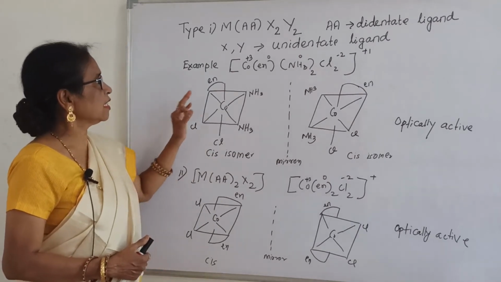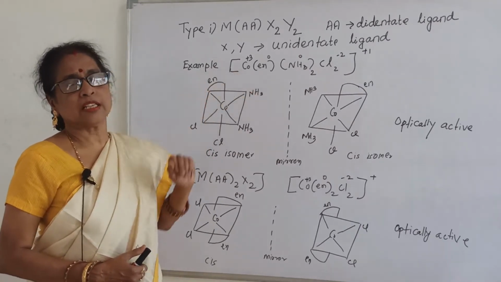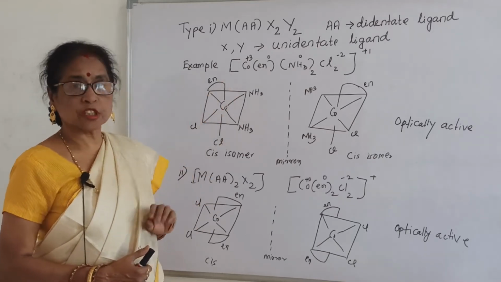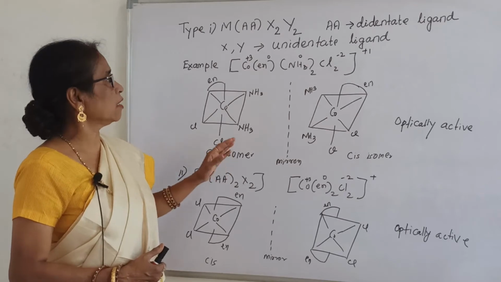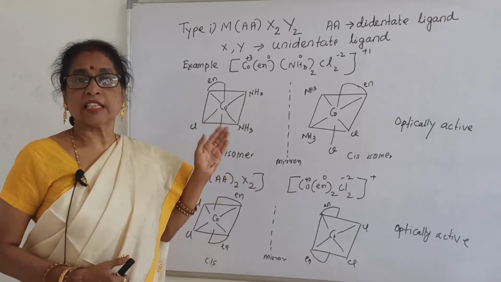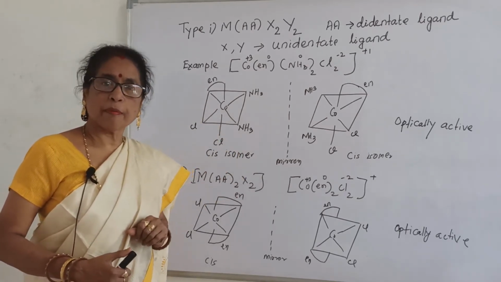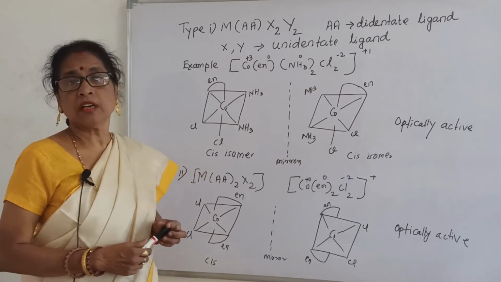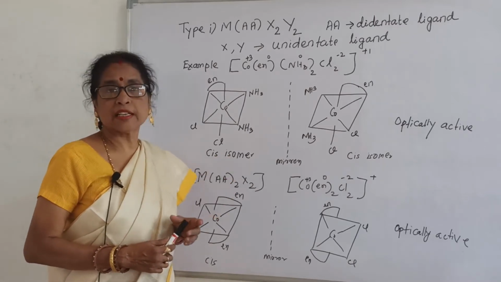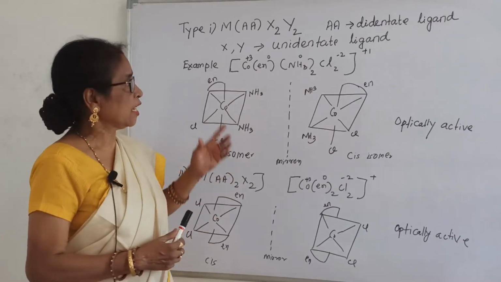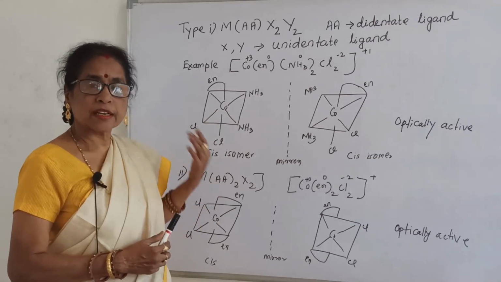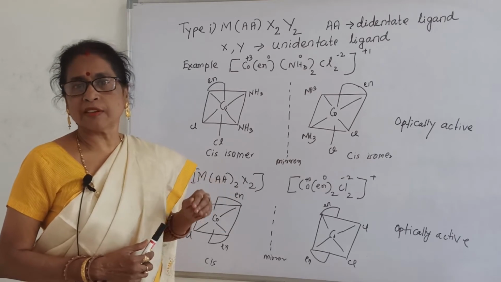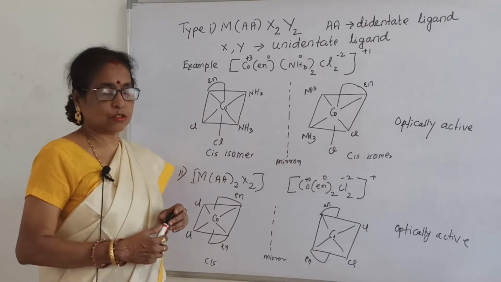That means the cis isomer of this compound is optically active, but the trans isomer of this compound is not optically active, because there is a plane of symmetry. For optical isomers you require no plane of symmetry, but in the trans isomer there is a plane of symmetry. That is why trans isomers never show optical isomerism.